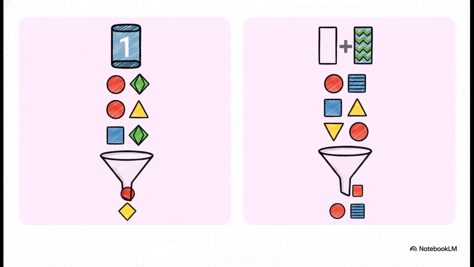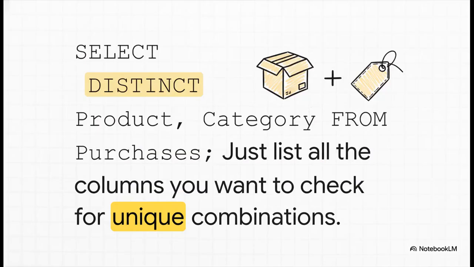But on the right, when we use distinct on both the product and category columns, SQL starts looking at the entire row as a single unit. It will only give you a row if that specific combination of product and category is unique. So the pair laptop electronics will only show up once, even if it's in our original table 1,000 times. And the syntax for this, it's just as easy as before. You literally just list all the columns you want to check for unique combinations right after the word distinct. No extra functions, no complicated stuff.